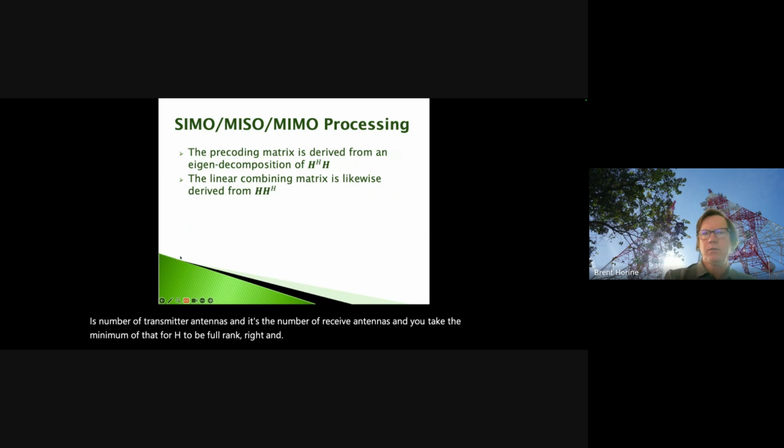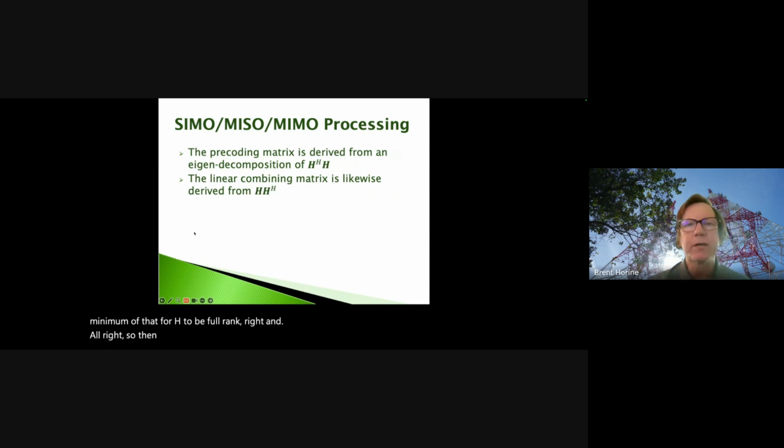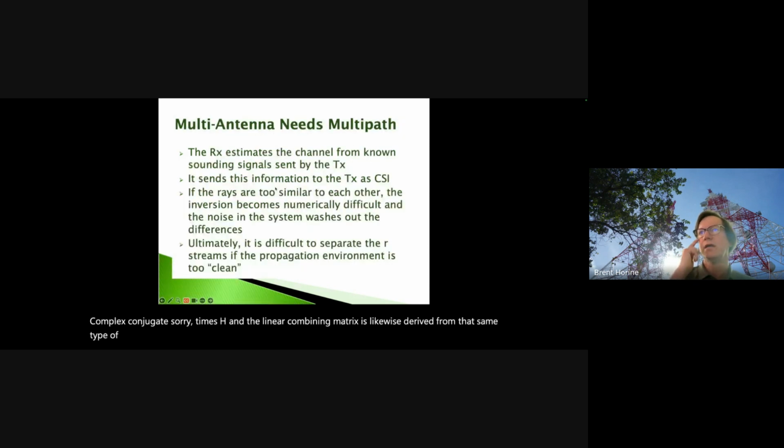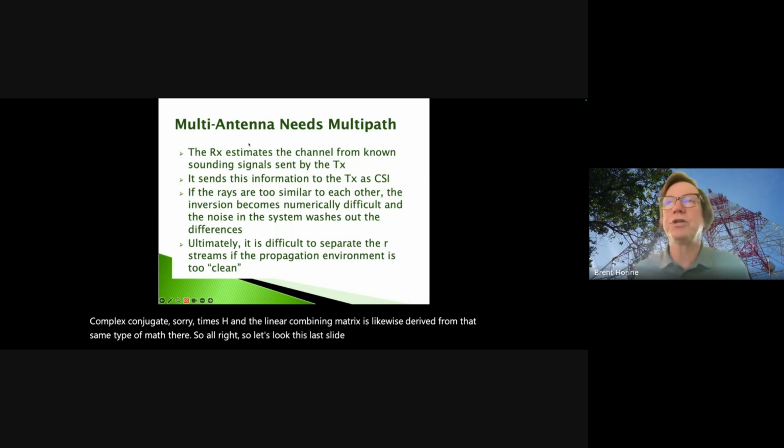All right, so then how much time do I have? Okay, the pre-coding matrix is derived from an eigen decomposition of H Hermitian, the complex conjugate transpose, times H, and the linear combining matrix is likewise derived from that same type of math. So, all right, let's look at this last slide and then I'll let you go.